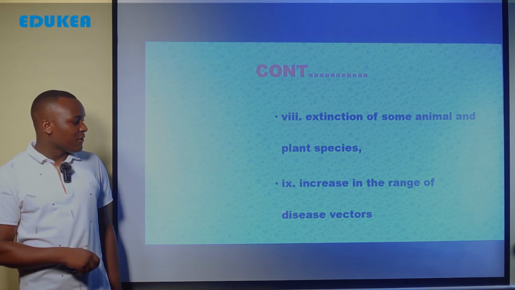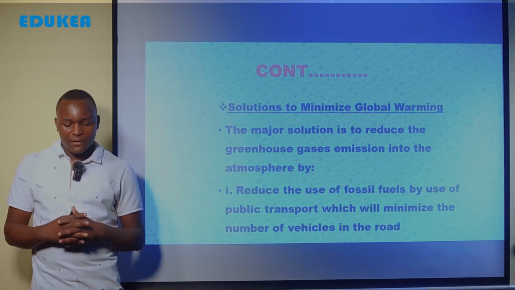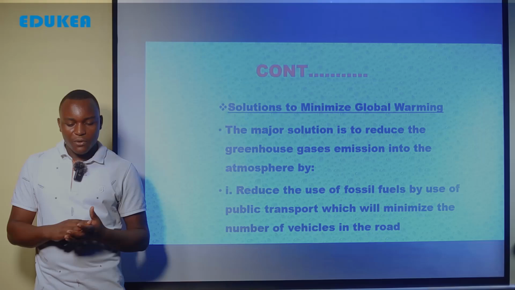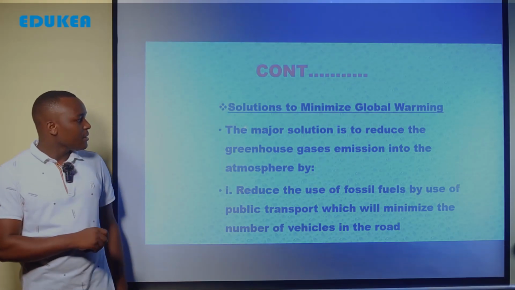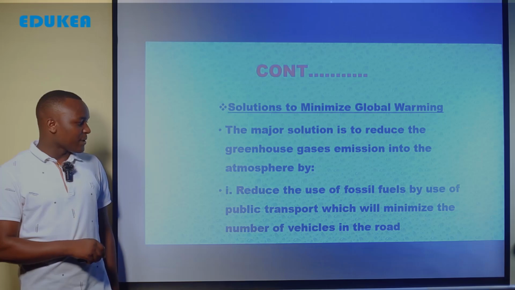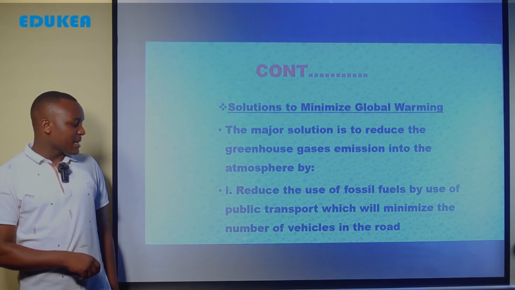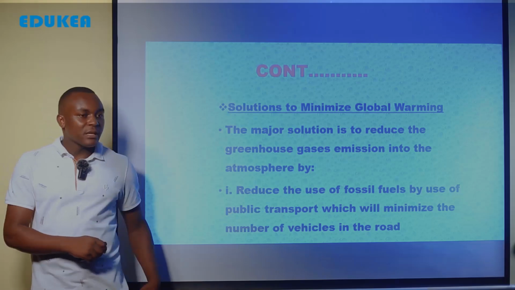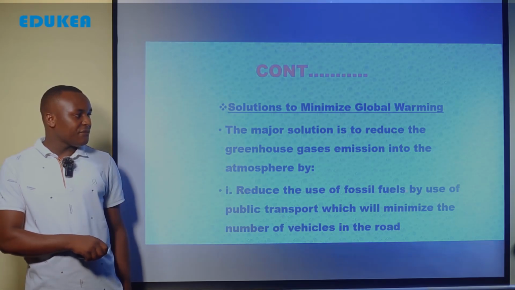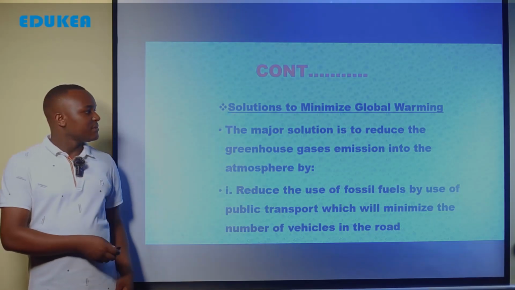So what are the solutions to global warming? Kwamba tutazuiaje hii global warming sasa? Tunasema kwamba the major solution is to reduce the greenhouse gas emissions into the atmosphere by the following. Reduce the use of fossil fuel by use of public transport, which will minimize the number of vehicles on the road. By basing on public transport, we can minimize the number of vehicles within the road. Also, use of fuel-efficient cars, but also use of clean alternative sources of energy, such as solar and wind.